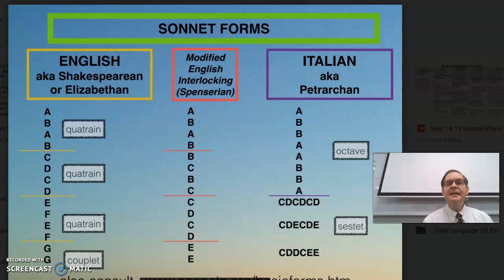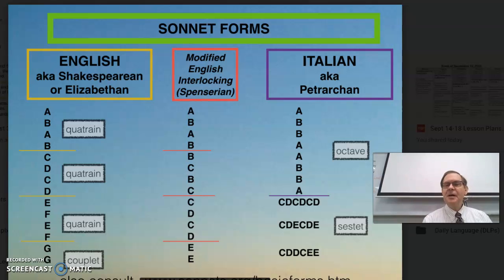The Italian sonnet is divided mostly into 2 sections, an octave and a sestet. The octave is a set of 8 lines, the sestet is a set of 6 lines. The octave usually has the first and fourth lines rhyming, and then lines 2 and 3 rhyming together. So you have an ABBA, ABBA rhyme scheme.